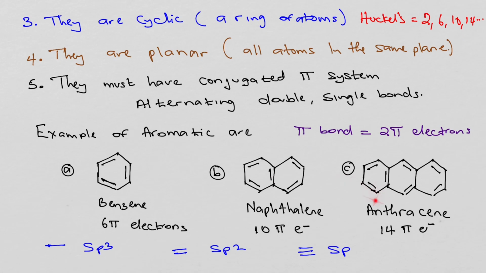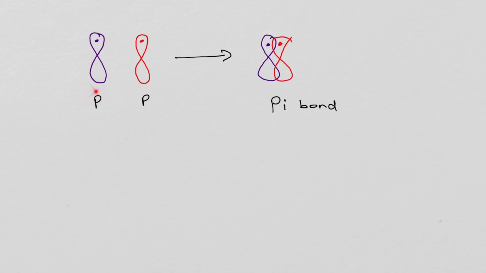Example C is anthracene. It has a 14 pi electron system. It is also conjugated, double, single, double, single, double, single. And with sp2 hybridization, you can see 2 electrons there, 2, 2, 2, 2, 2, 2, making 14 pi electrons. This is a p orbital with 1 electron. This is a p orbital with 1 electron. And when they overlap sideways like that, they form a pi bond.